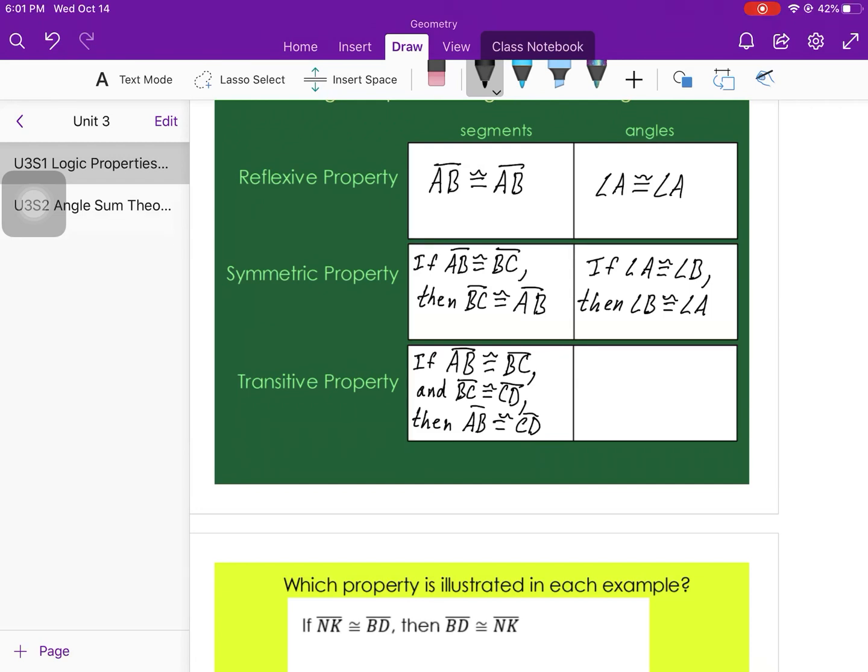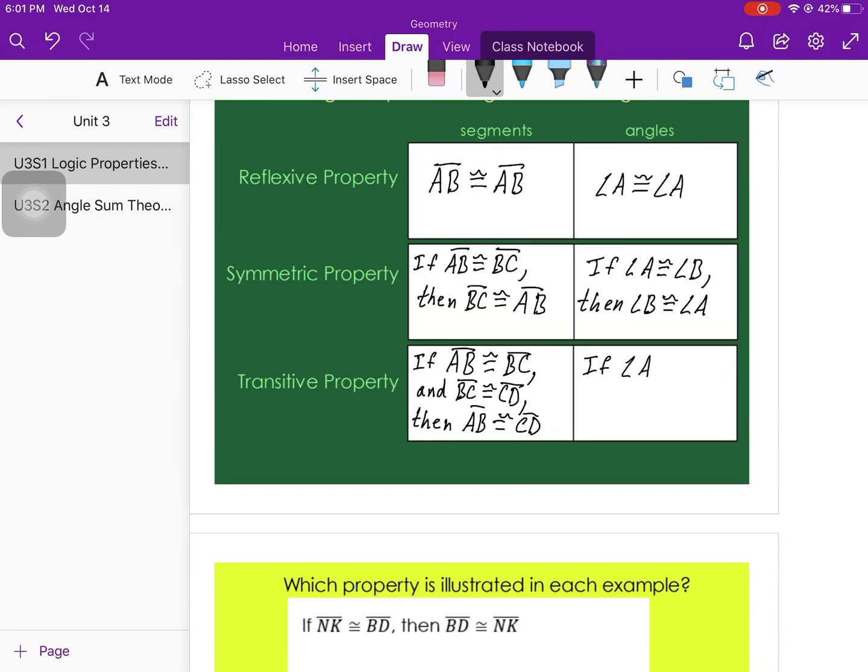CD. So what this one does is we start with one thing. So we know that AB is our first segment, and then we know it has to be congruent to another. But then if we know that second segment is congruent to a third segment, we can conclude that the first and third segments have to be equal to each other. So it's connecting three things that are congruent and relating the first one back to the third one.